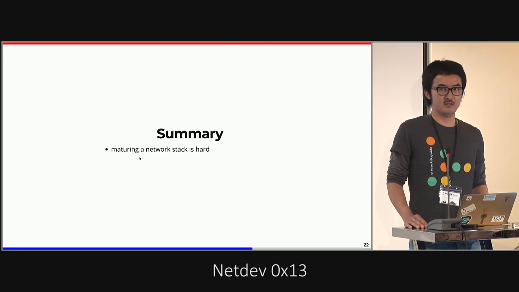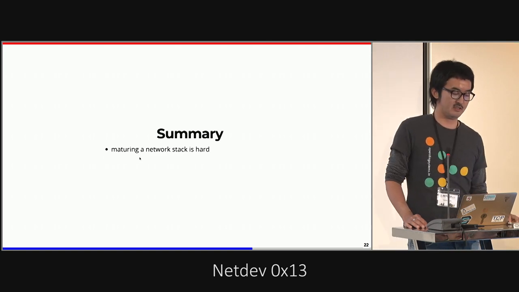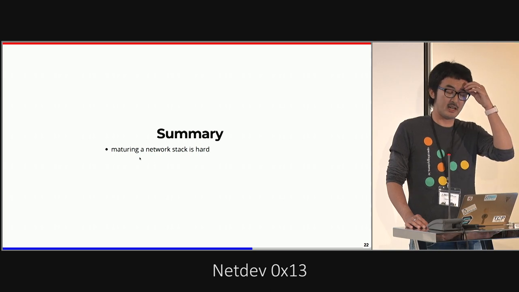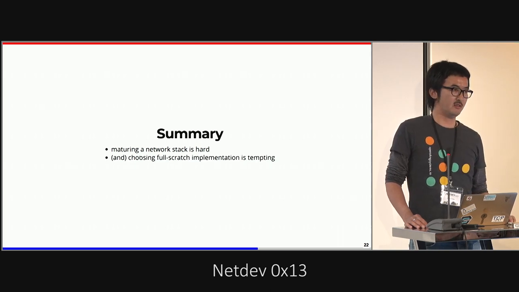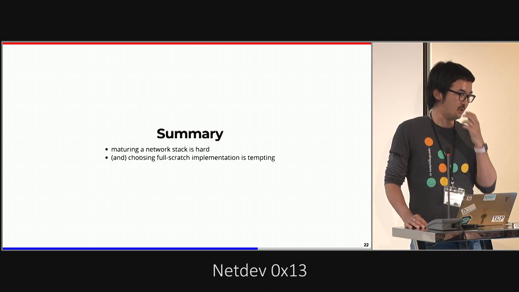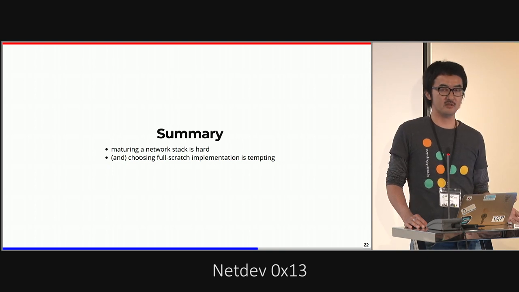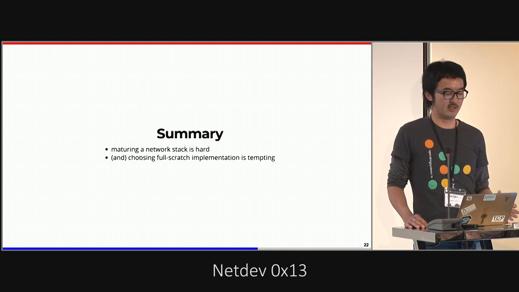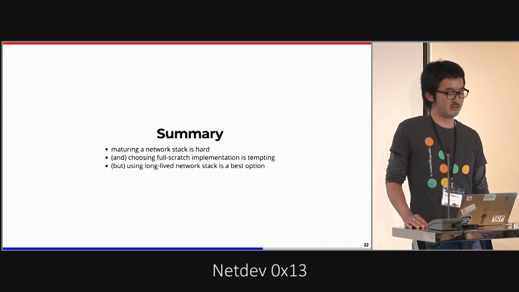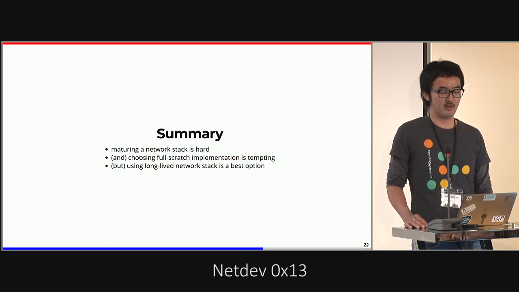So that's almost it. My message from this measurement study is that maturing the network stack is usually hard, but using a full from-scratch implementation is tempting because you have a free option to do what you want without any restriction from the existing implementation. But using a long-lived network stack is also one of the good options to utilize the matured network stack.